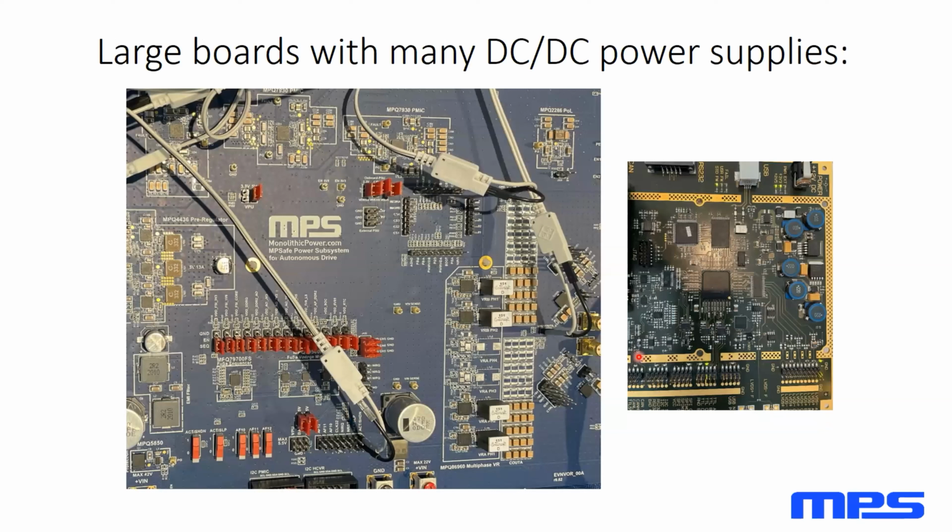So here we're showing an example of a large board with multiple power supplies. This can have its own set of challenges. You can see we've got different power supplies spread throughout the board, and even over here we can see different sections of power supplies spread across the board. Are these things interacting, and how do we keep them from interacting?